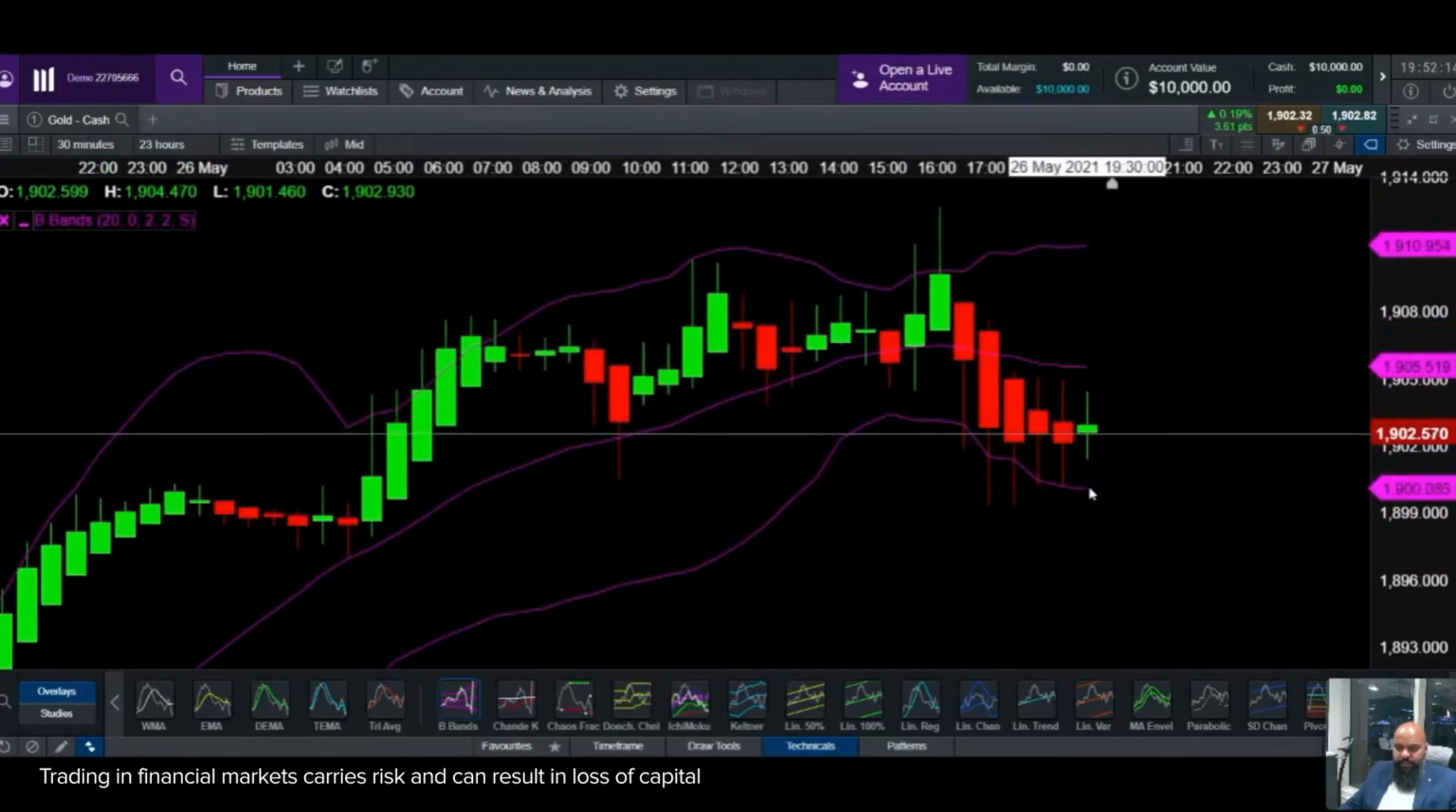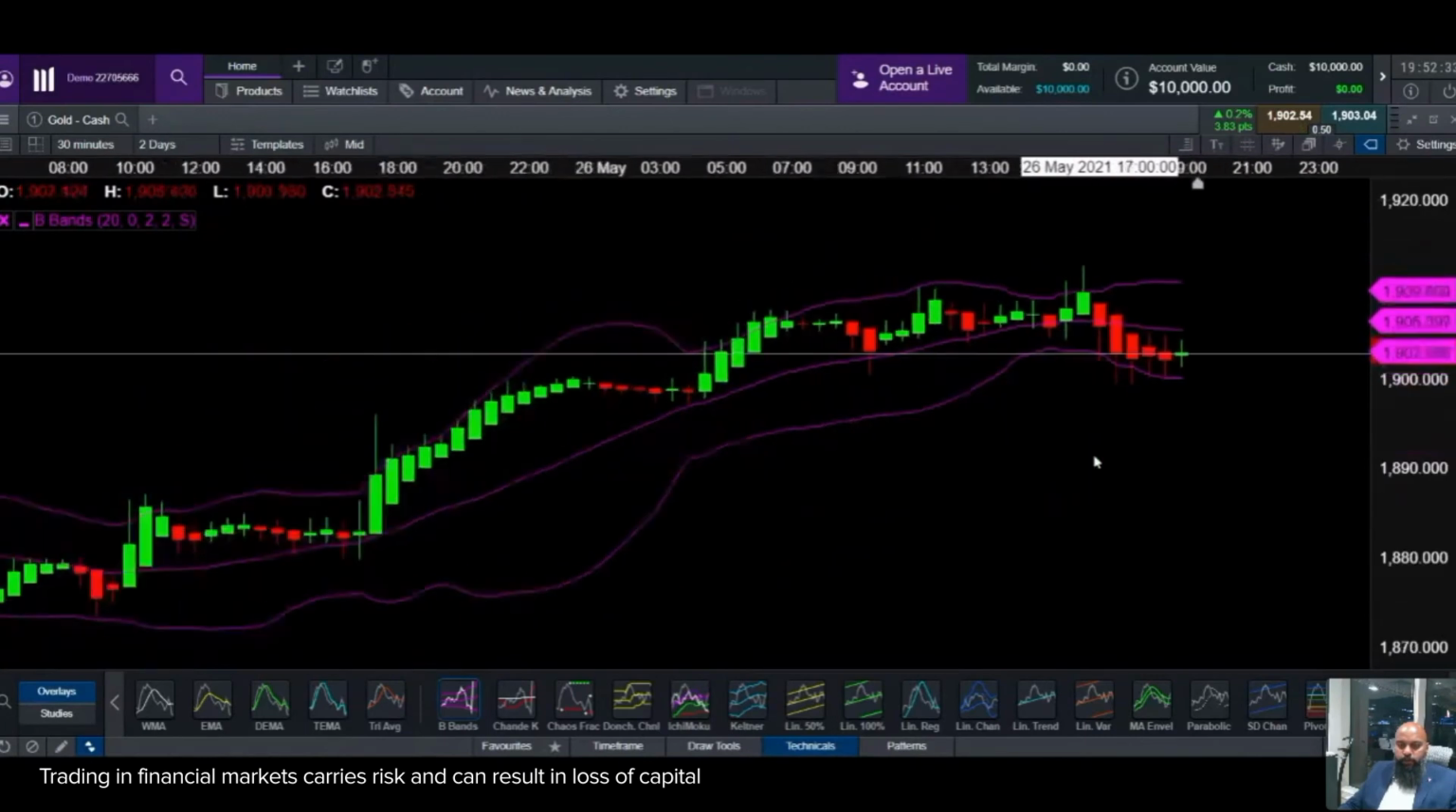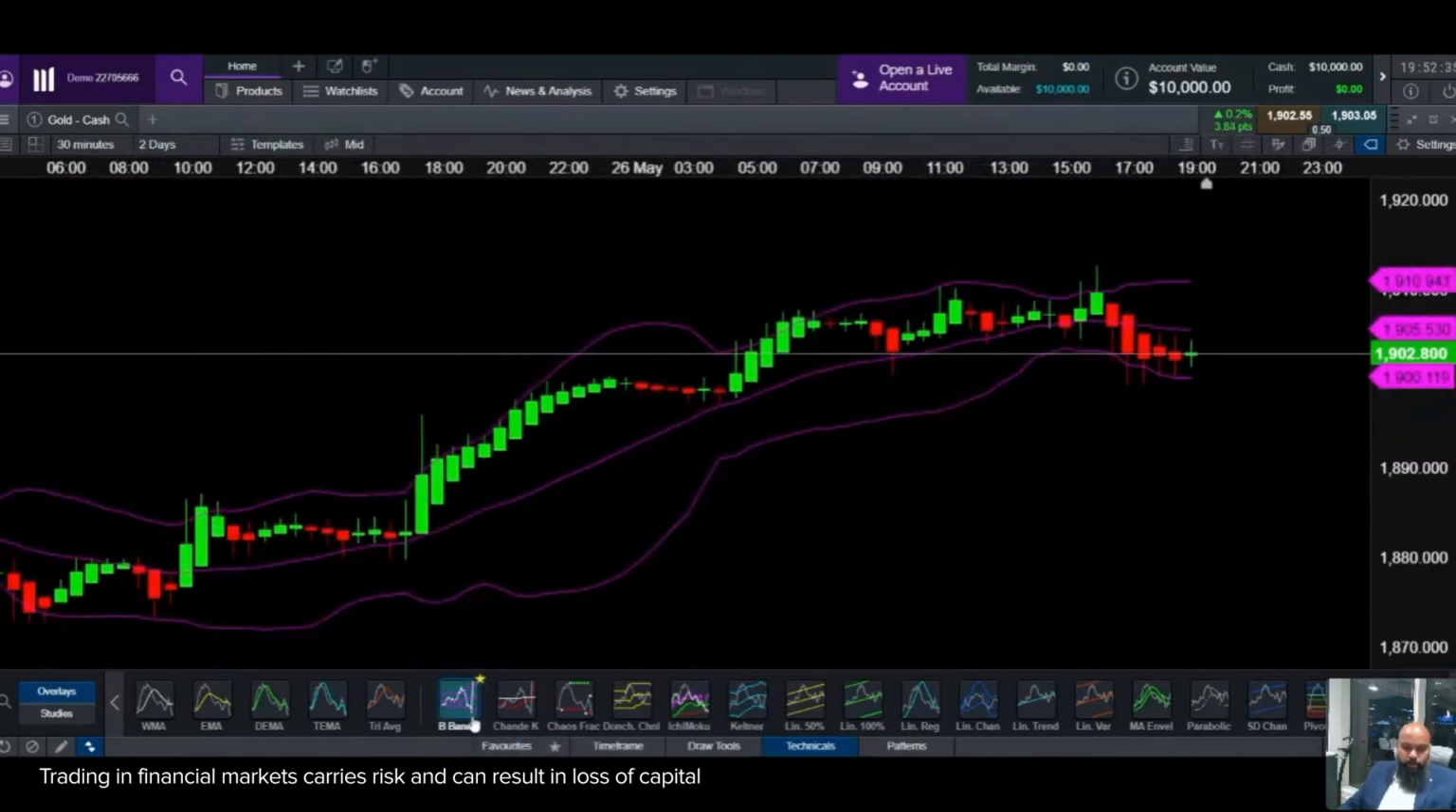Now you know somewhere close to 1900 is a good buy for gold, and the minute it goes to 1905, you make $5 profit. That would be a good exit. If you want to maximize your profit, you can always wait till it goes to the upper band before you sell the product. So you're getting an opportunity to make about $10 over here on gold. This is an example on Bollinger Band.